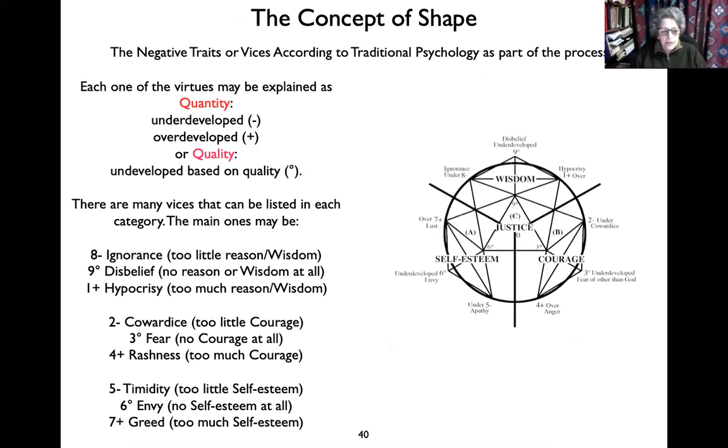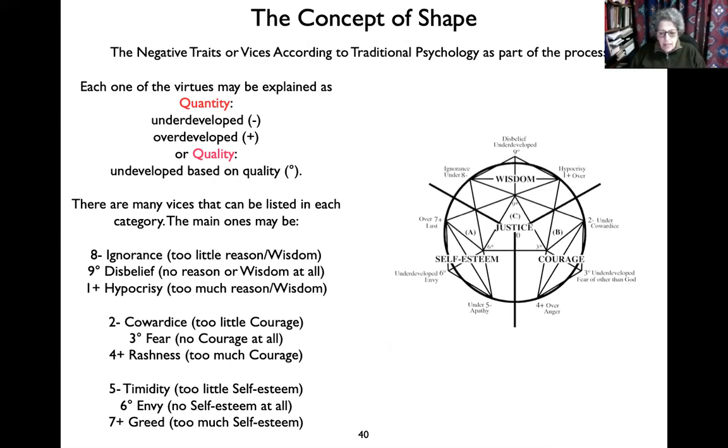Now we're going to the negative traits or vices according to traditional psychology. As I said, these that we're going to go through are just examples of imbalances, but there are many other ones that we could name. And certainly in the books on ethics, they do name many others. Each one of the virtues may be explained as either quantity, underdeveloped, which is with a minus, or overdeveloped, which is plus, or quality, undeveloped, and that is with that small 0. There are many vices that can be listed in each category, but here are the main ones.